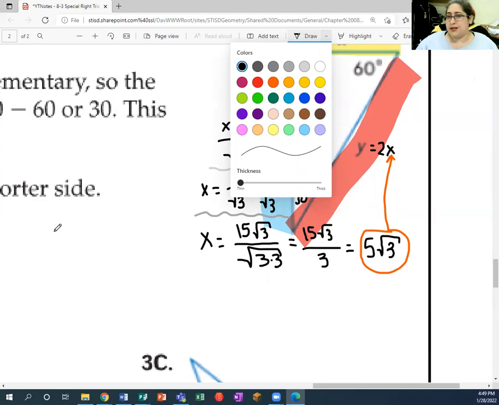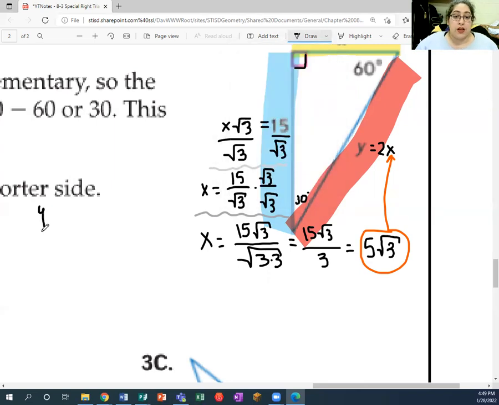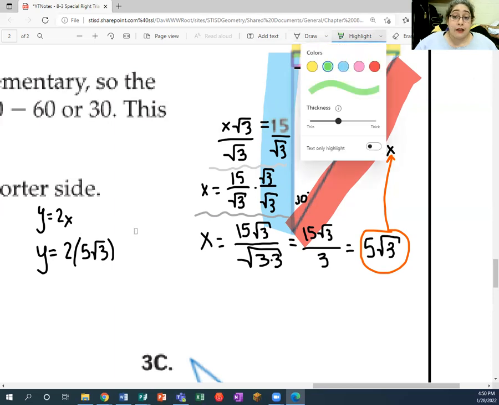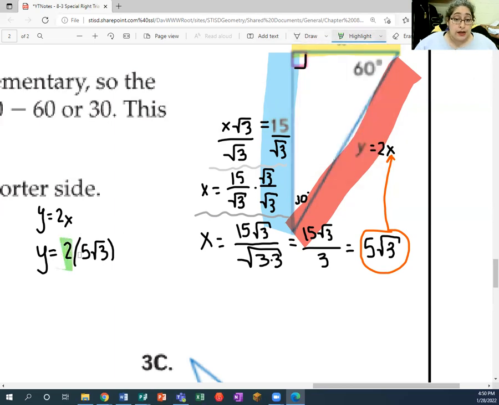Okay, I'm going to write it over here because I'm way out of space over there. Okay, y equals 2x. x equals 5 square roots of 3. So y now equals 2 times 5 square roots of 3. To simplify this, I'm going to multiply those coefficients, these big numbers out here outside of the radical. So the 2 is going to multiply to the 5. The 2 will not multiply to the 3 because the 3 is trapped inside the radical.